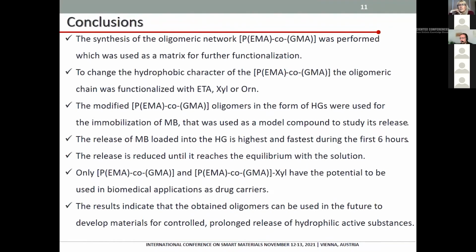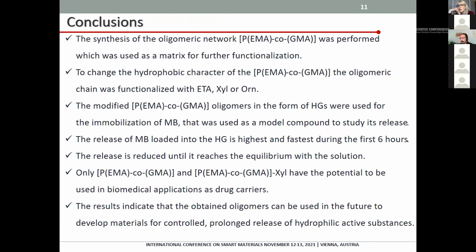In conclusion, we have demonstrated the synthesis of the oligomeric network, poly(ethyl methacrylate) co-oligomer with glycidyl methacrylate, which was performed to be used as a matrix for further functionalization. To change the hydrophobic character of the obtained co-oligomer to a more hydrophilic one, the oligomeric chain was functionalized with ethanolamine, xylitol, and ornithine. Synthesis of the co-oligomer and their further modification with moieties containing hydroxyl and amino groups allowed to obtain the products in the form of white or slightly yellow solid powders.